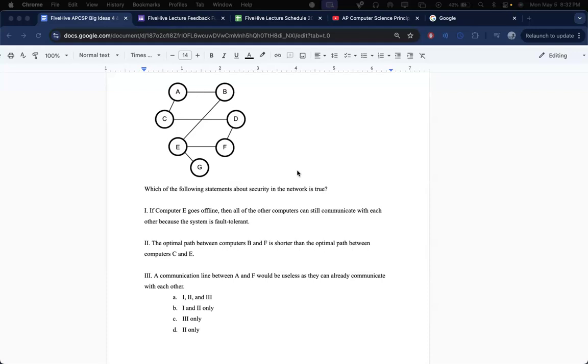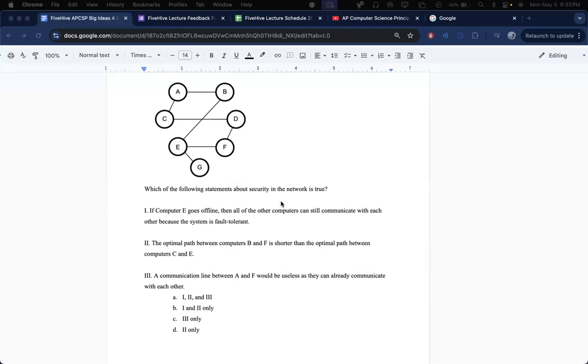So all of these can still communicate, but we have to consider G here, right? If we get rid of E, then you guys are absolutely right in saying that not everybody would be able to still communicate with each other, because G would be isolated. So one is false, because not every computer can still communicate with each other, and the system is kind of fault tolerant, but not really. Either way, one part of it is false, so we'll say the whole thing is false.